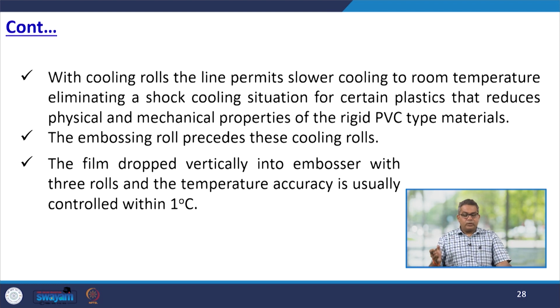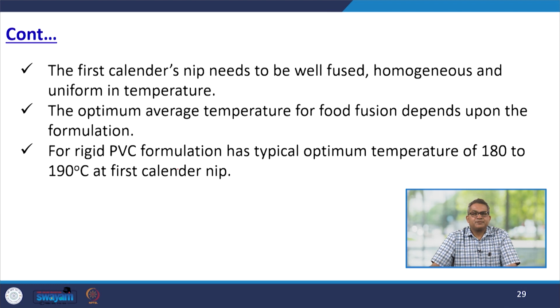So with cooling rolls, the line permits slower cooling to room temperature, eliminating a shock cooling situation for certain plastics that reduces the physical and mechanical properties of the rigid PVC type material. The embossing roll precedes the cooling rolls, and the film is dropped vertically into the embosser with 3 rolls, and the temperature accuracy is usually controlled within the range of 1 degree Celsius. So the first calendar's nip needs to be well fused, homogeneous and uniform in temperature.